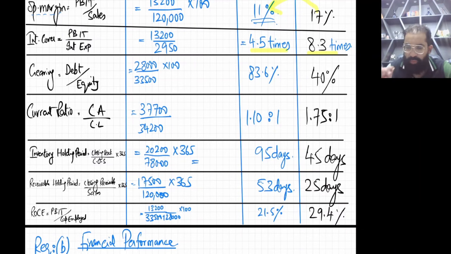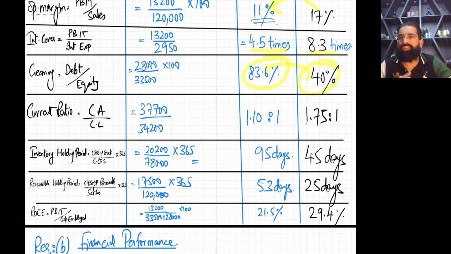Now we are going to discuss the financial position ratios. First of all, gearing. Very simple, it's not difficult. Our gearing is almost double the industry average, which reflects high financial risk, because when your gearing is high, your financial fixed cost is high.